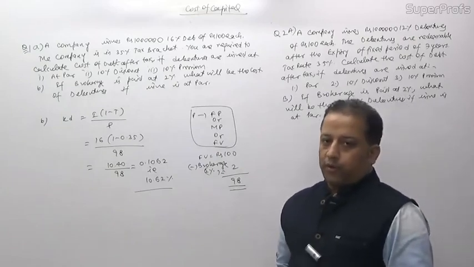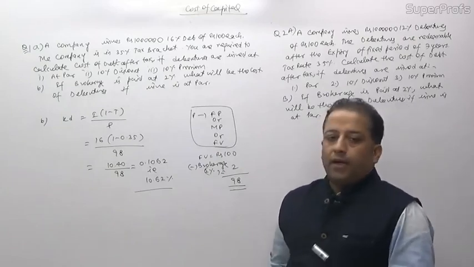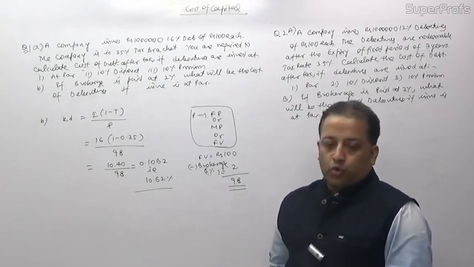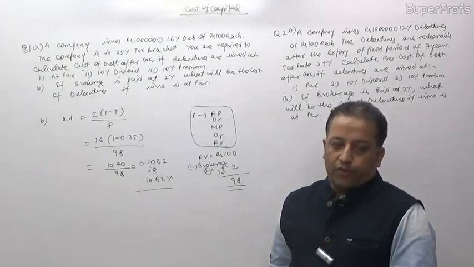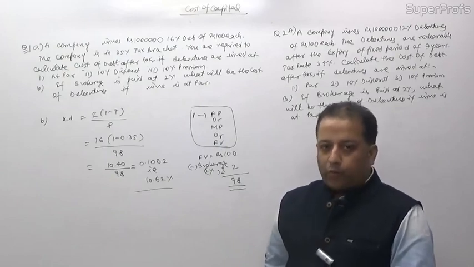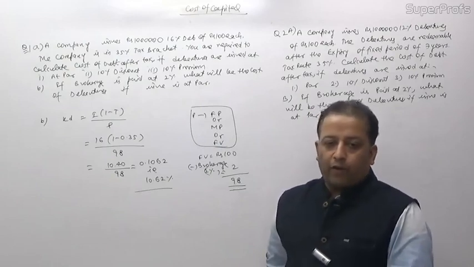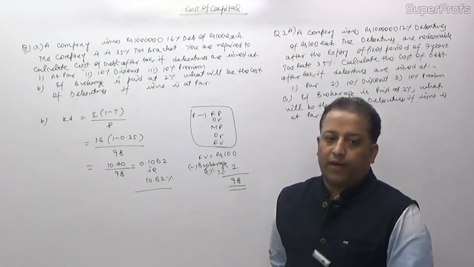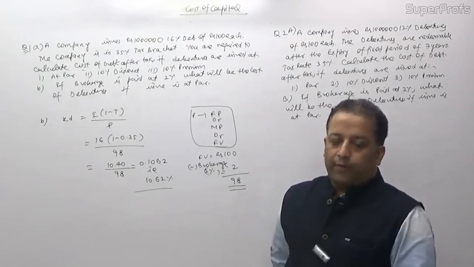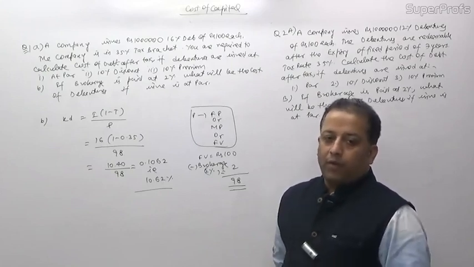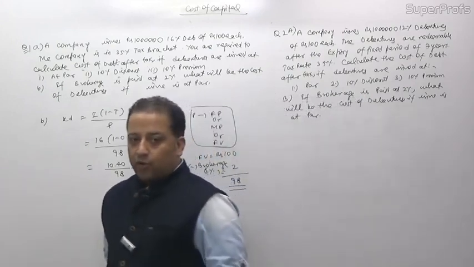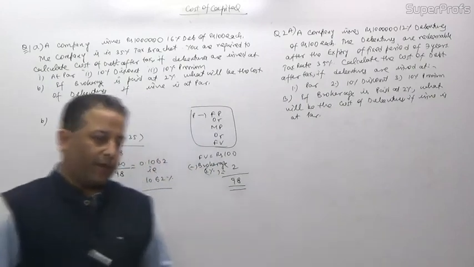So if the brokerage is paid at 2%, then the final balance in hand is equal to 100 minus 2% of 100, which is 98 rupees. So the value of P, the flotation price, becomes 98 in this case. After deduction of brokerage from the face value, the company will receive rupees 98 as net issue proceeds of the debentures.